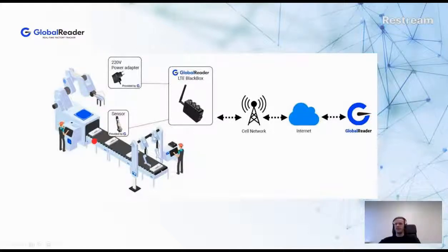So the sensor needs to be connected to the black box, which will send the data to the cloud. And as soon as you connect the power adapter, we will already start receiving the data and showing it to you through the Global Reader environment. So really easy build-up. Last year, over half of our deployments were already this do-it-yourself solution.